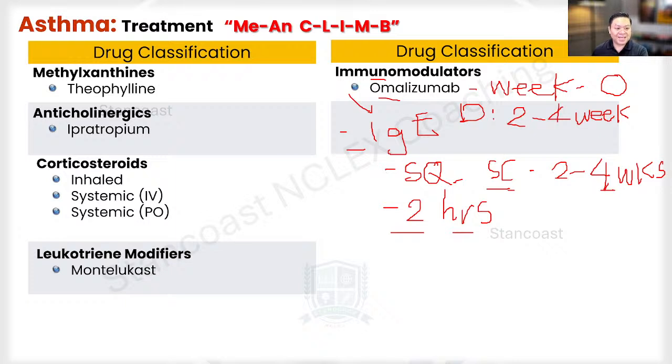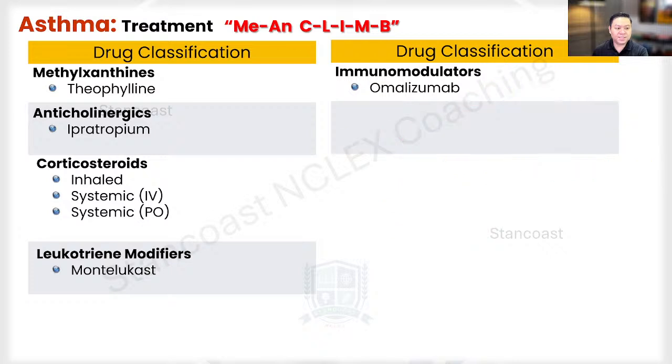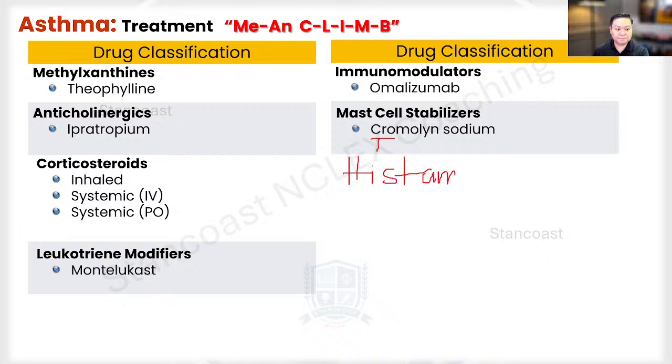Now, talking about the next classification, let me erase that. We have the mast cell stabilizers. And here we have cromolyn sodium, which is another old medication, but can still do a lot of wonders. So what is the function of cromolyn sodium? This is going to prevent the release of histamine, which is another chemical mediator that will be released by the body in the presence of an allergen or any triggering substance. So this will decrease the release of histamine.